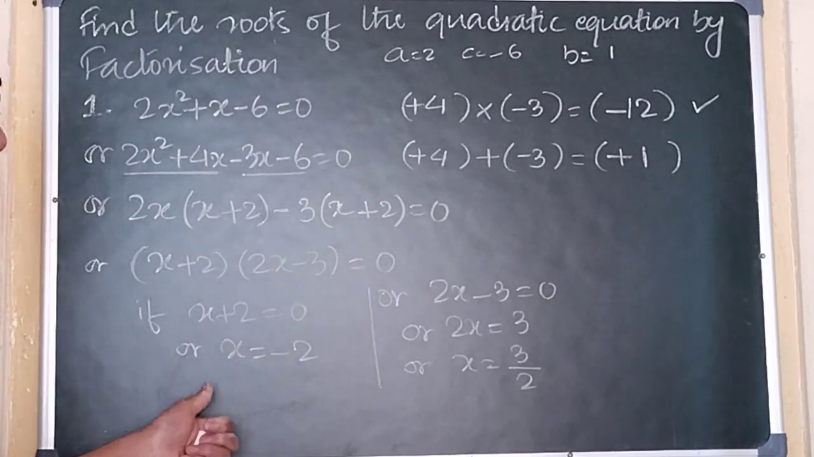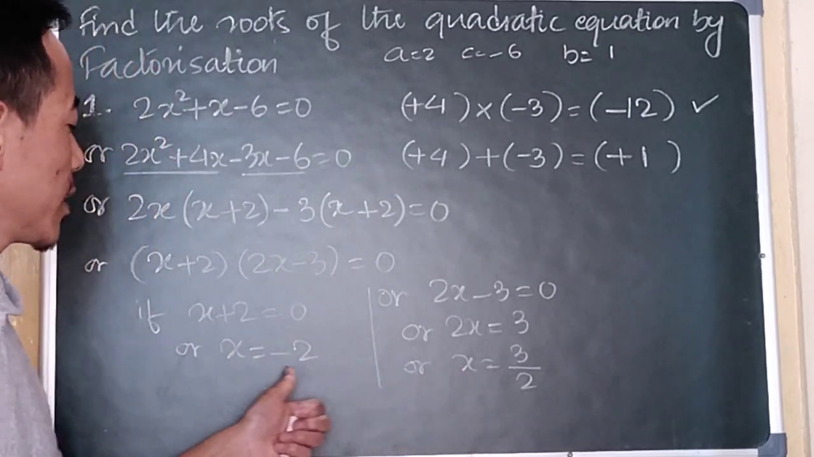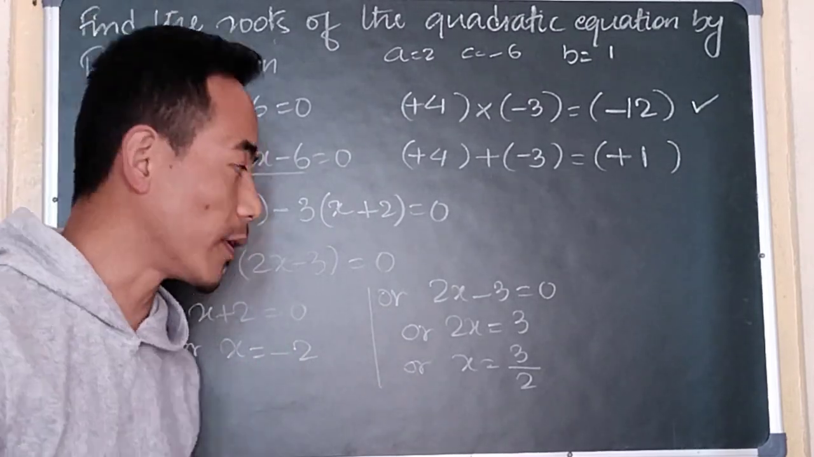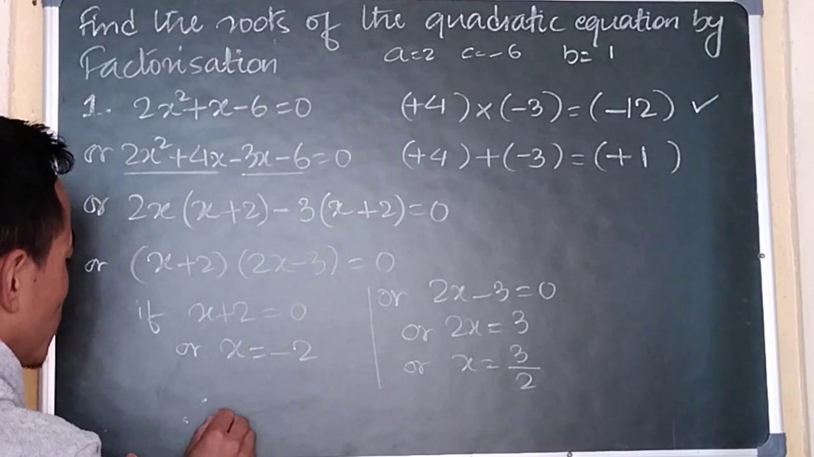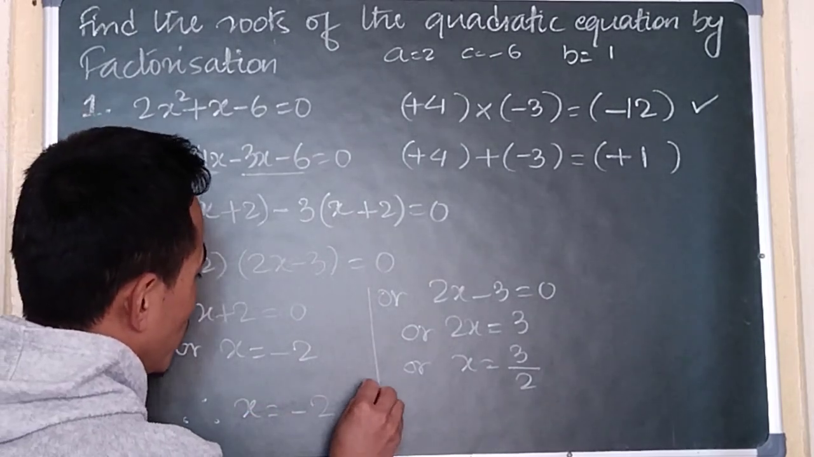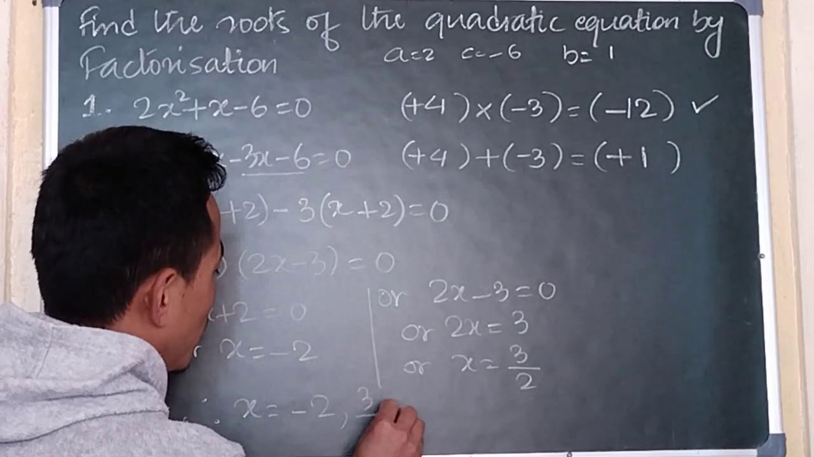Also, that means you are getting two values of x which can satisfy this equation, which are also called the roots of this quadratic equation. Therefore, the two roots of the quadratic equation are minus 2 and 3 by 2.